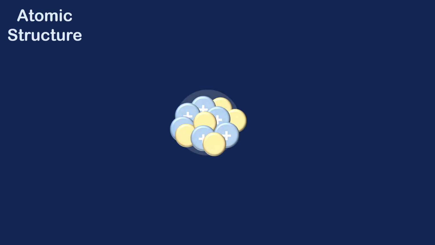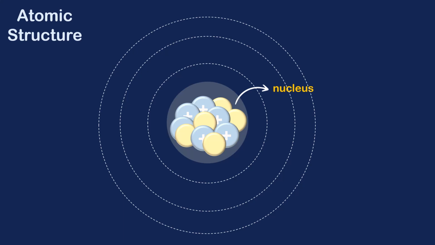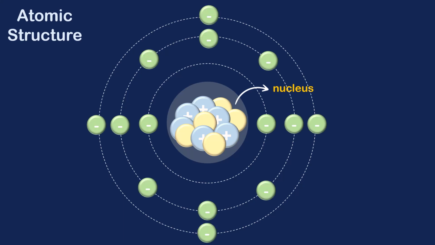Here's the structure of an atom. Protons and neutrons are found in the nucleus, the tiny dense center of the atom. They stay locked in place. Electrons are much lighter and orbit around the nucleus in outer rows or shells. The inner rows fill up first, and then the outer rows.